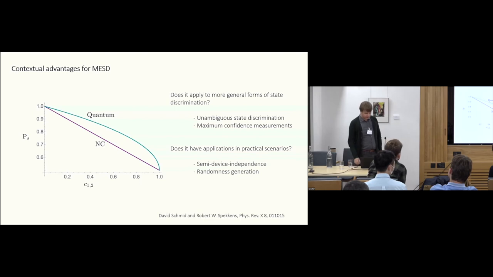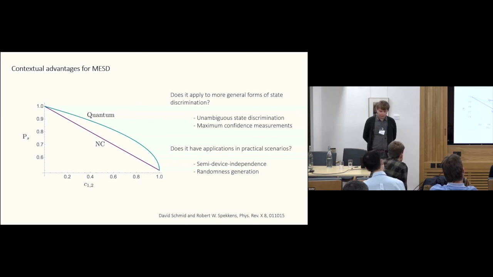So this leads to a number of obvious questions. First, does it apply to more general forms of state discrimination, i.e. unambiguous state discrimination and maximum confidence measurements? And then there are also questions about whether this persists in technologically useful or viable tasks?